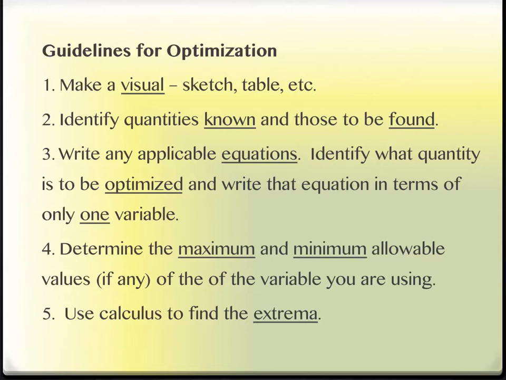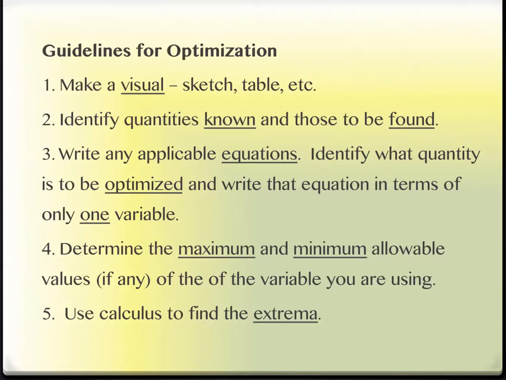If it's appropriate and necessary, you're going to make a sketch, a table, some kind of a visual representation of what's going on. You should identify the quantities that you know and those that you should be finding. Write any applicable equations and identify what quantity you want to optimize. So optimize is a generalized word for maximize or minimize, right? So we like to maximize the space of something perhaps, or maybe we want to minimize the cost of something. Okay, that's optimize. It's a general word. And we're going to write that equation in terms of only one variable.